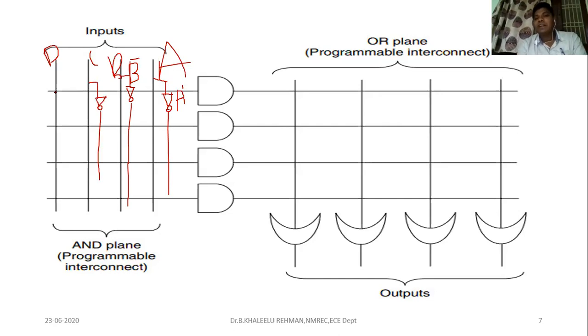And this is D, an inverter here, D complement. And these are all the programmable AND gates and the programmable OR gates. These are all the outputs. Now let us see an example.